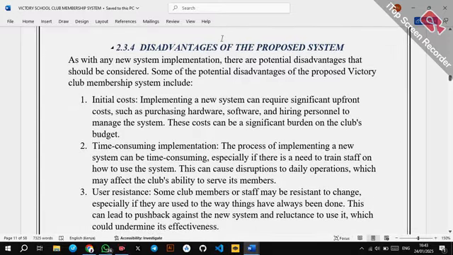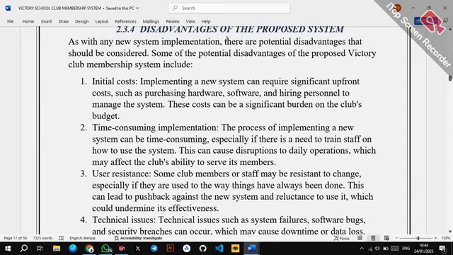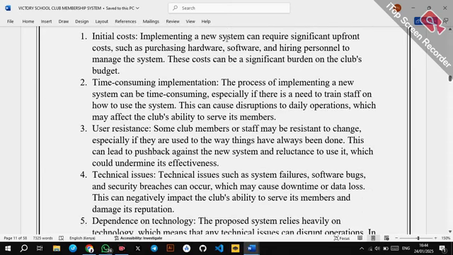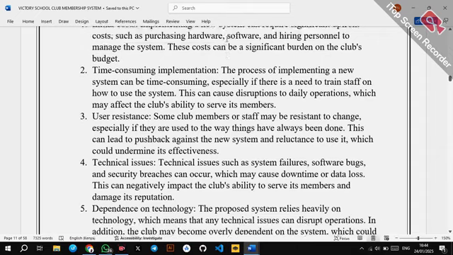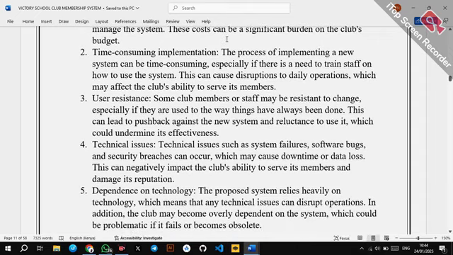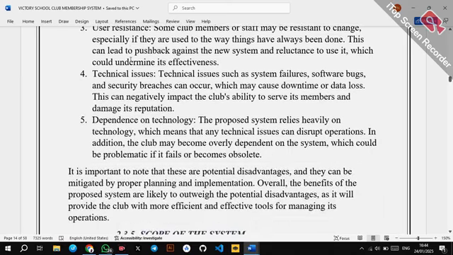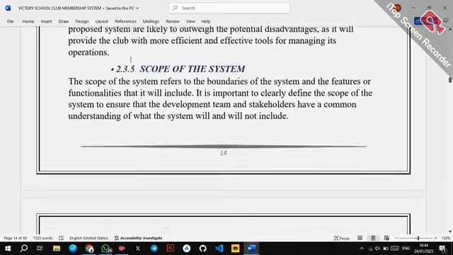Then we go to disadvantages. Every good has the bad side. Yes. So we have the disadvantages. So this is where we talk about the cost. Of course, a computerized system is expensive. So we talk about the cost, time consuming, implementation, user resistance. Yes, that is why in system development user training is very important to curb the user resistance. So also in an organization, normally us as human beings, we tend to resist new things. So we have user resistance as a disadvantage. Technical issues, all those.